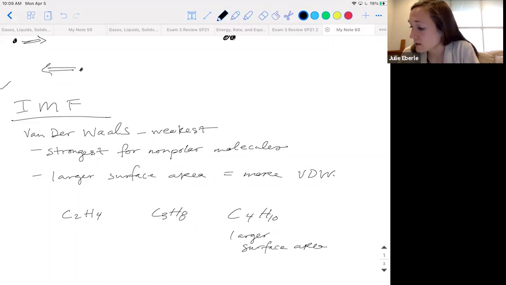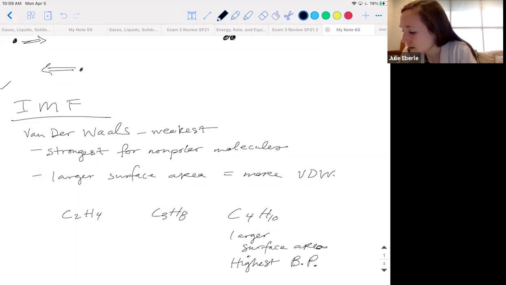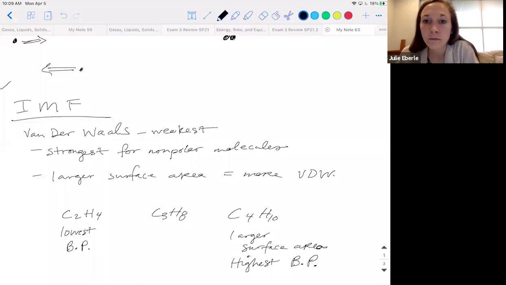And so it's going to have the highest boiling point because a molecule like C4H10 is going to have more London dispersion or van der Waals forces than a molecule of C2H4. So this one will have the highest boiling point. And this one would have the lowest boiling point. Does that make sense? So I think you're asked to do that on the homework, like order these molecules by their boiling points or melting points, increasing or decreasing.